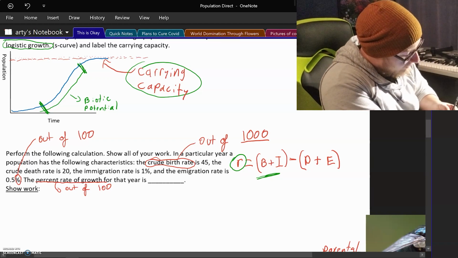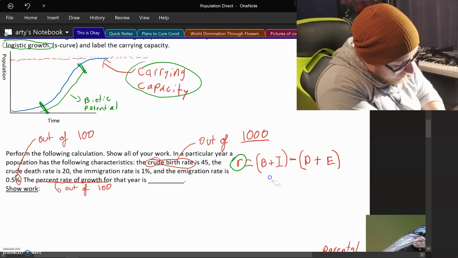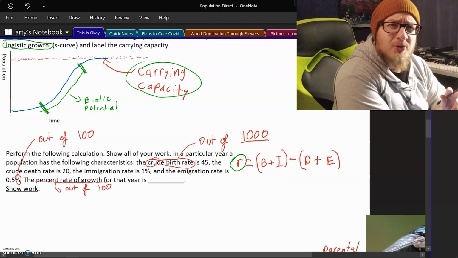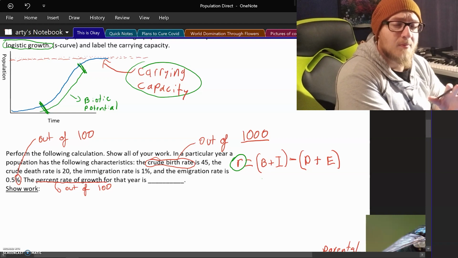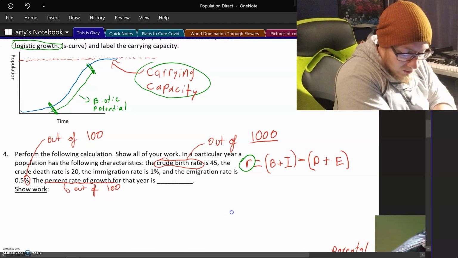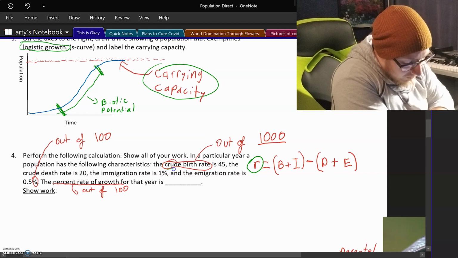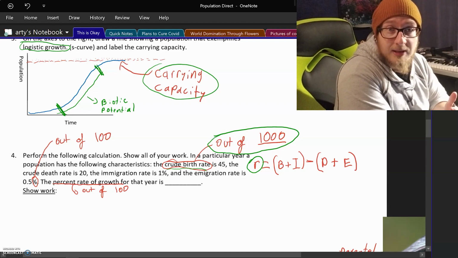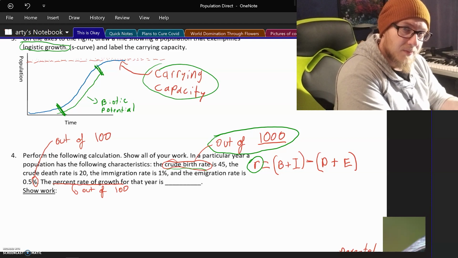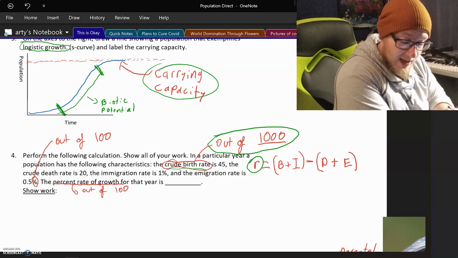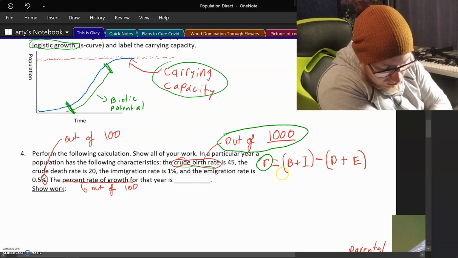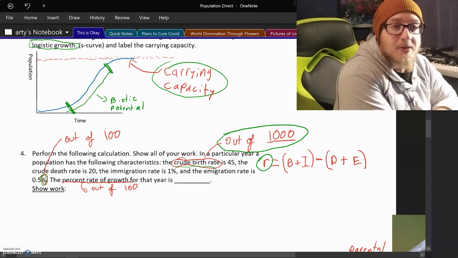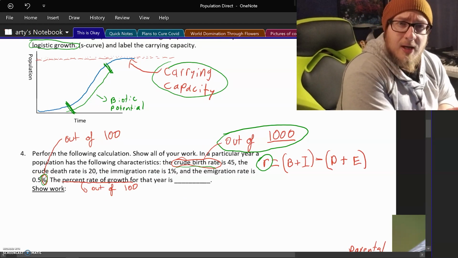Now, this formula right here has it as just birth rates. Remember that there are 2 different ways to look at birth and death rates. You can do it as a crude birth or death rate, and those numbers are out of 1,000. So if a population has a crude birth rate of 3, that means that there are 3 births for every 1,000 people. Crude rates are out of 1,000. And then there are percentages or percent growth rates. And those are out of 100. All percentages are out of 100.